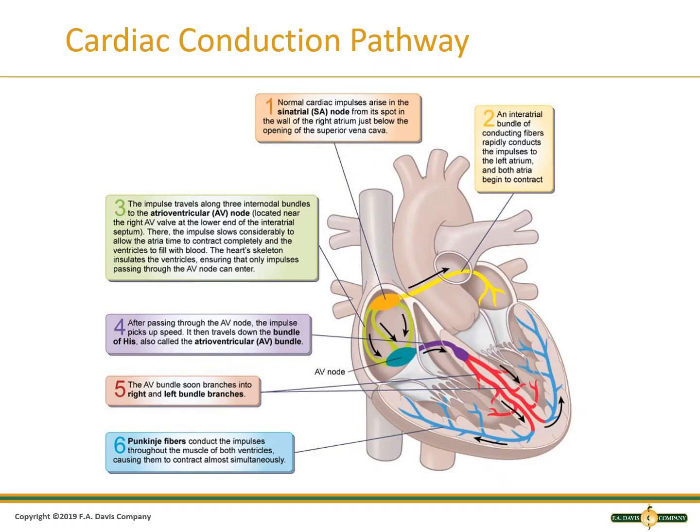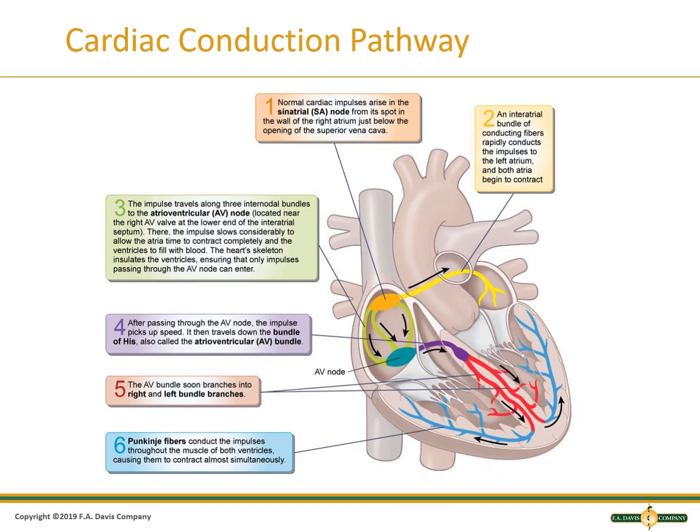From the AV node, your signal flows into the bundle of His. The bundle of His can fire a current at 20 to 35 beats per minute, and this is the beginning of where the impulse is traveling to the ventricles. It has been approved to get through the AV node. The bundle of His starts that ventricular electrical process.